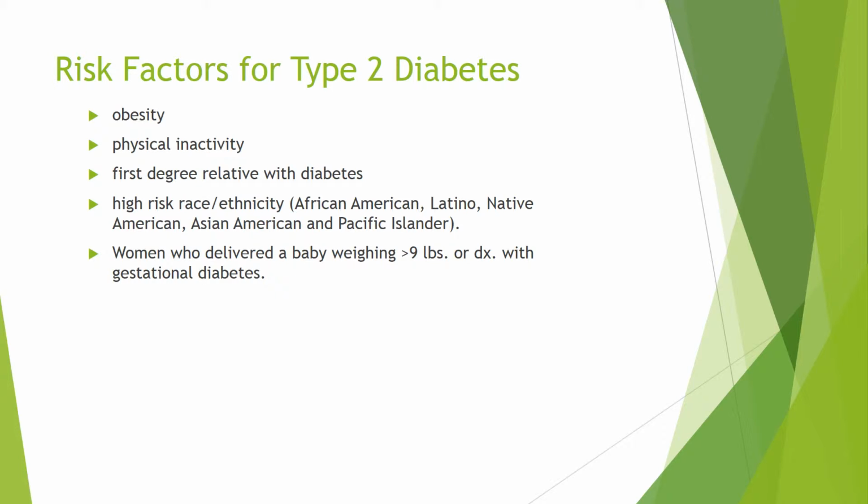Some of the risk factors for type 2 diabetes are obesity, physical inactivity, having a first-degree relative with diabetes, race and ethnicity. African Americans, Latinos, Native Americans, Asian Americans, and Pacific Islanders are also at higher risk. Women who have delivered a baby weighing more than 9 pounds, and those diagnosed with gestational diabetes.